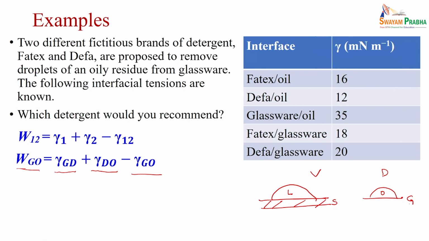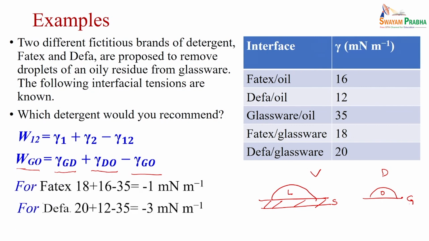Now, all values are given here, we can calculate for both the detergents, Fatex and DEFA. For Fatex it is gamma glass and Fatex, 18, plus gamma Fatex and IL, 16, minus gamma glassware and IL, 35. It is coming out to be minus 1. Now, in case of the DEFA detergent, we will do the same exercise. It is coming out to be minus 3 millinewton per meter or minus 3 millijoule per meter square.